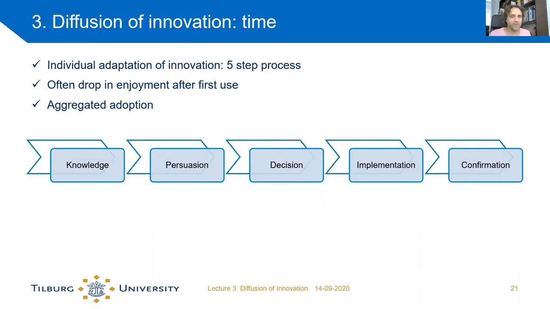So some start with attention, then interest, then some kind of emotional connection, and then a purchase decision. But it all goes from, okay, you hear about the innovation until ultimately you adopt the innovation and you decide whether it's useful or not. So knowledge, it starts out with, okay, I know what the innovation does, and I have heard about the innovation. Then there starts a persuasion process.